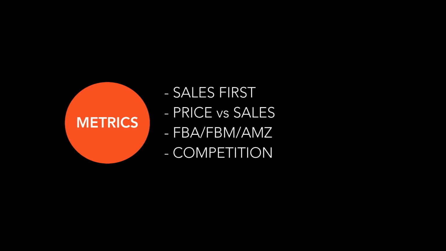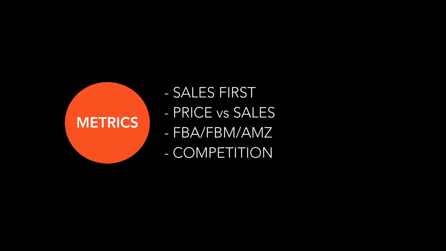So just make sure that you don't delude yourself. Look at the price versus the sales as well. You then need to look at FBA versus FBM versus AMZ. Now, what do these mean? If you look on Jungle Scout on the right-hand side, when you open up the Chrome extension, you'll see if it's fulfilled by Amazon, so FBA, if it's fulfilled by merchant, FBM, or fulfilled by Amazon, AMZ.